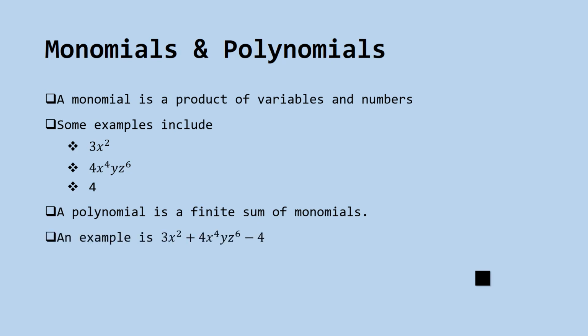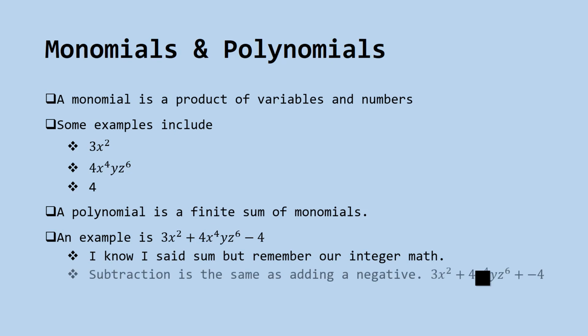So an example would be if I took these and said 3x squared plus 4x to the fourth, yz to the sixth, minus 4. I know I said sum, but remember our integer math. Subtraction is the same thing as adding a negative. So this could be rewritten as 3x squared plus 4x to the fourth, yz to the sixth, plus negative 4, and it would be equivalent.